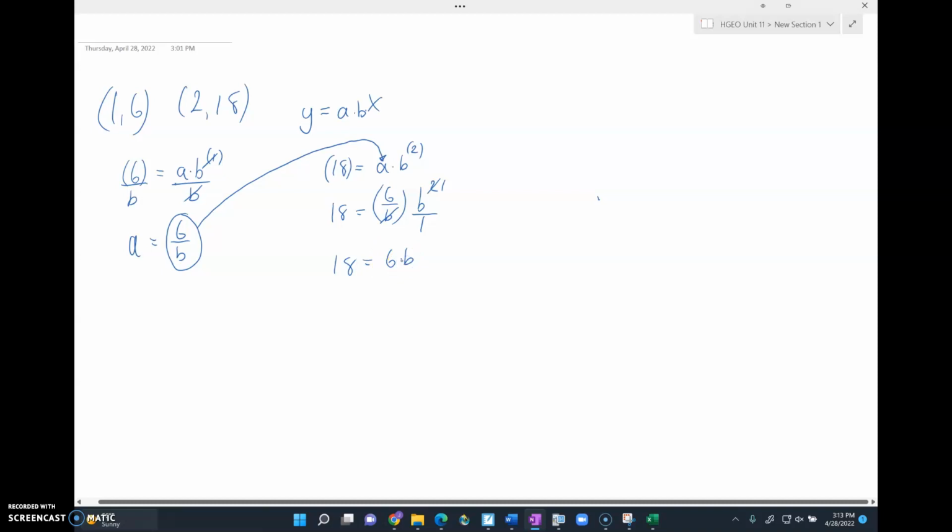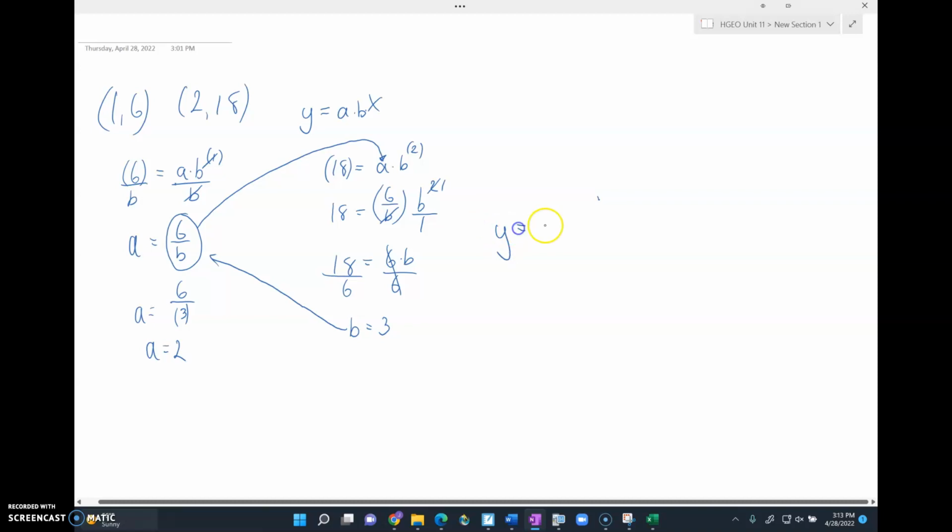We're trying to isolate b, so if I just divide both sides by 6, I end up with b being equal to 3. And so we've gotten one of them, and what's nice is this one over here is already solved for a, so now I have 6 over 3 instead of b. That means that a is just equal to 2. So that's all we were searching for.